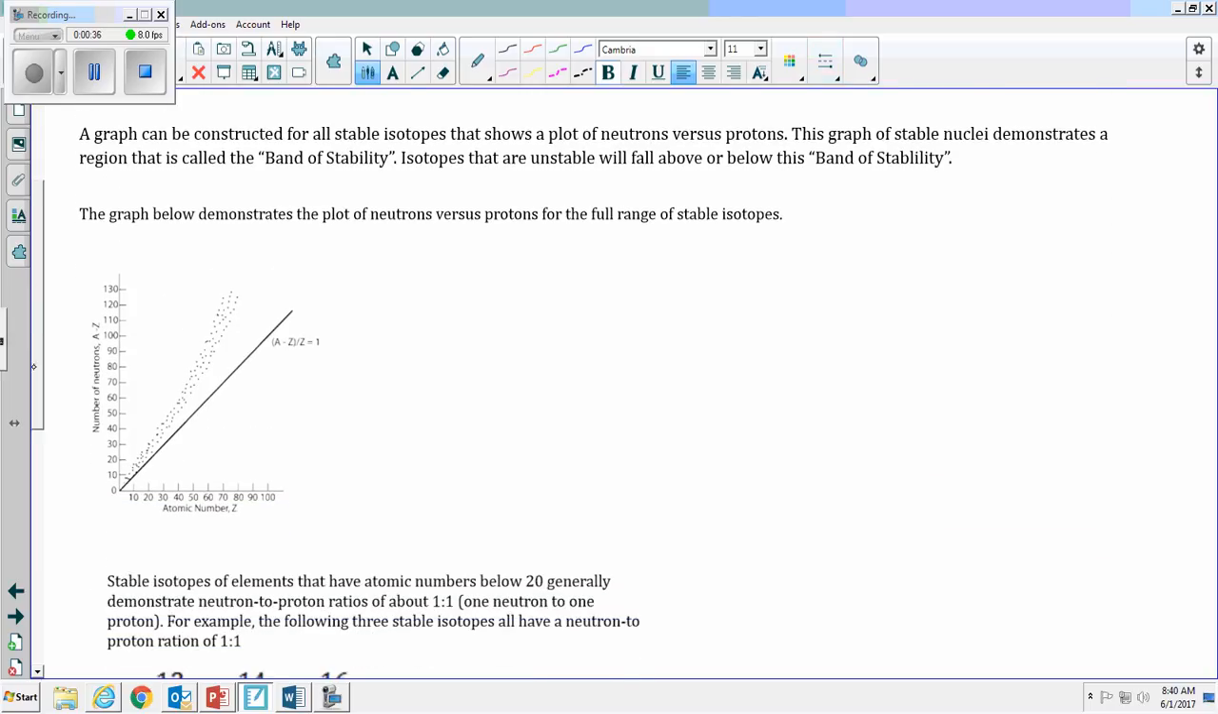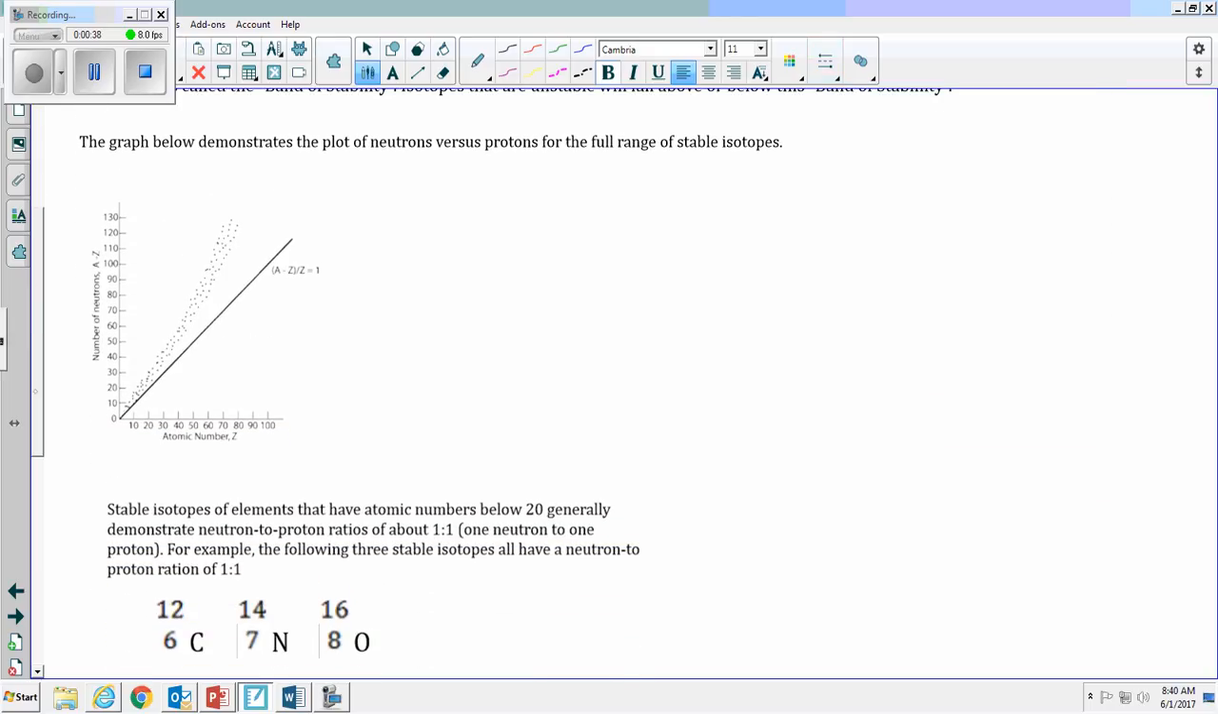If you are looking here, you have the number of neutrons listed and the number of protons listed, and every single dot here is indicating a stable isotope with the appropriate number of neutrons and protons.